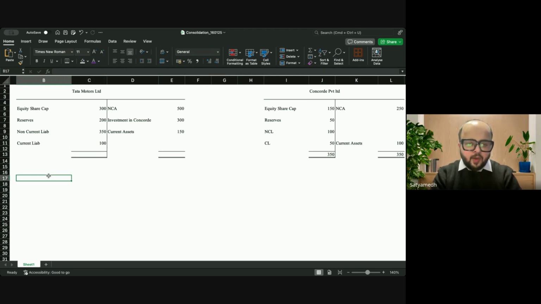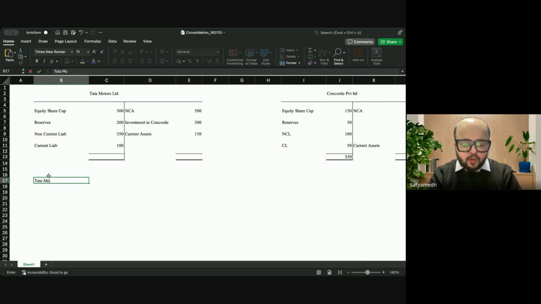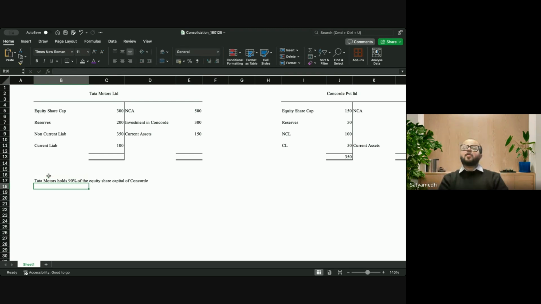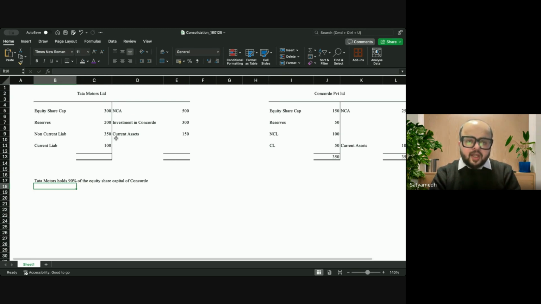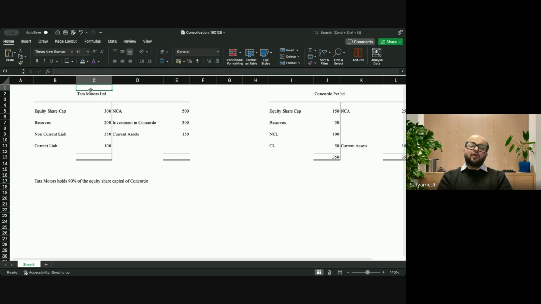Tata Motors. Now I am telling you that Tata Motors holds 90% of the equity share capital of Concord. Okay. Tata Motors holds 90% of the equity share capital of Concord. And now my year comes to an end, and I want to present my financial statements to the world. I am Tata Motors, and when I present my standalone financial statements, everybody is okay with it.